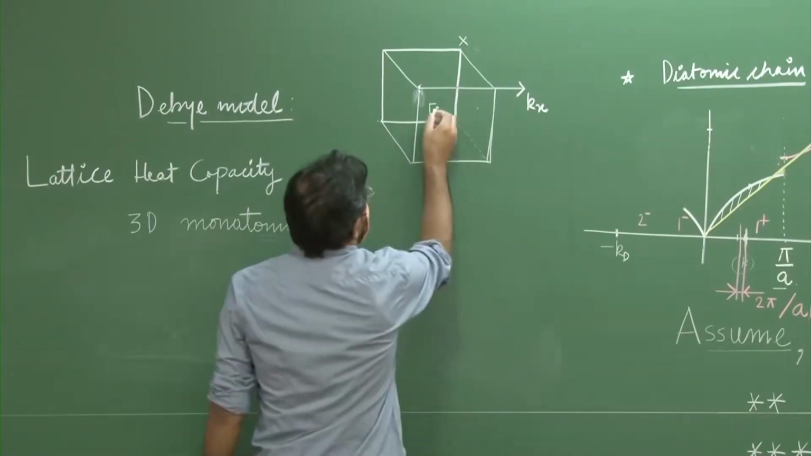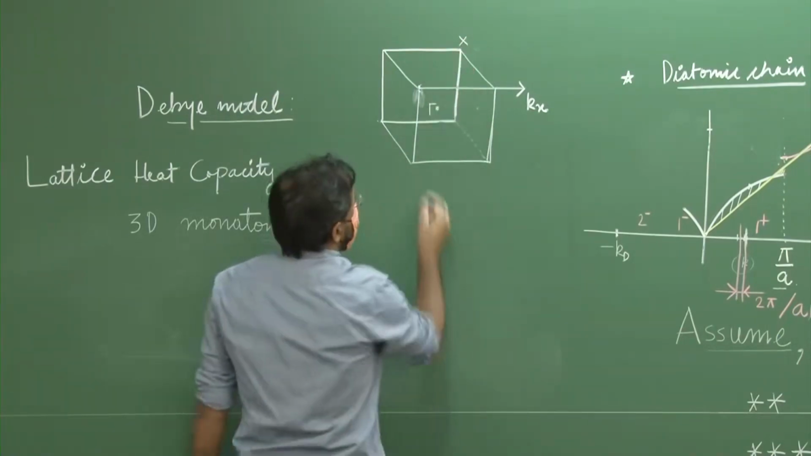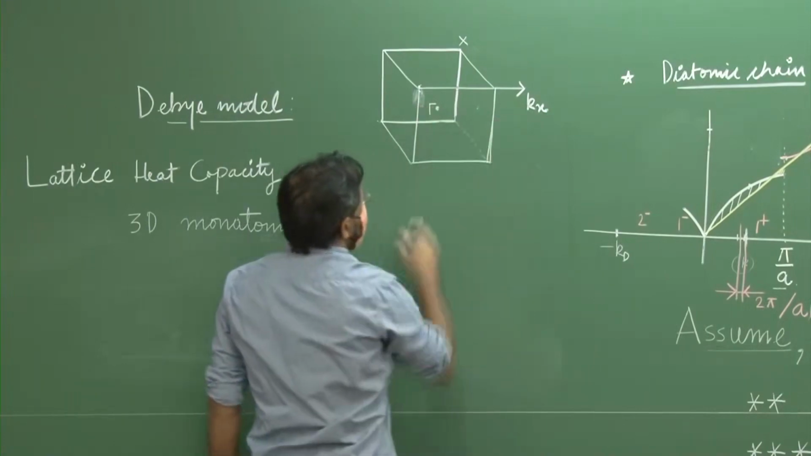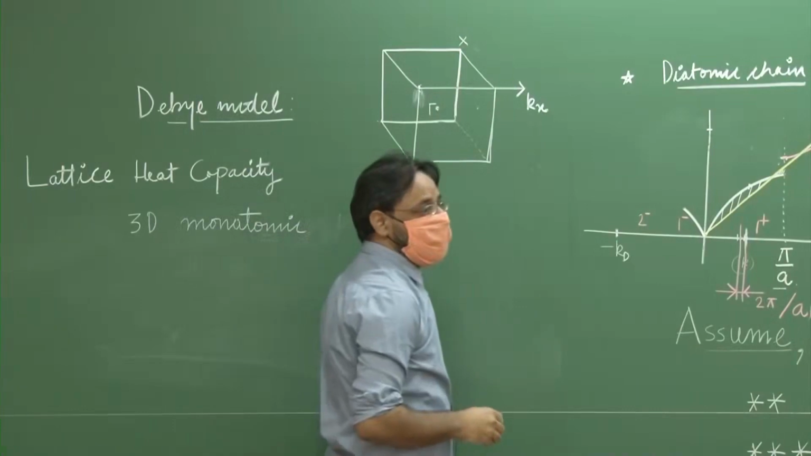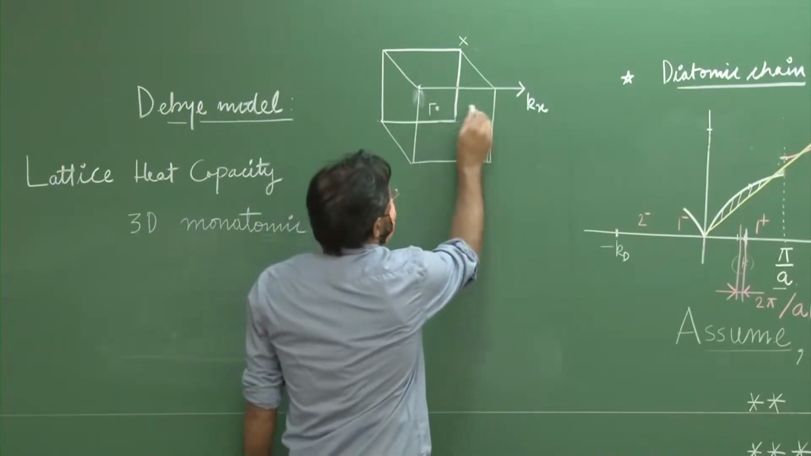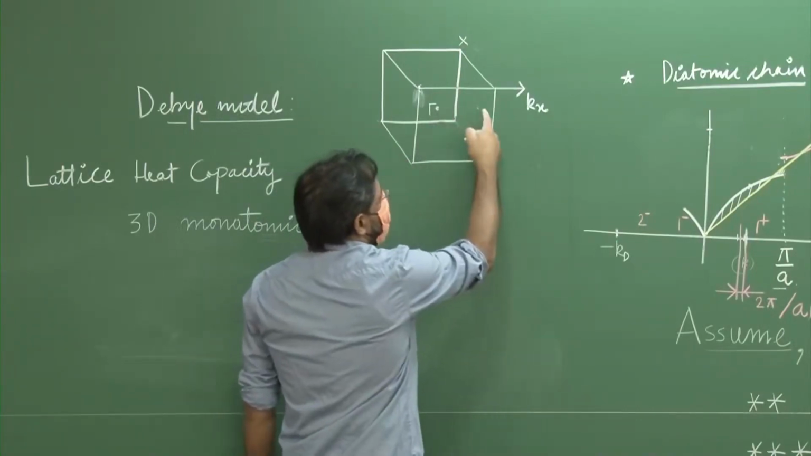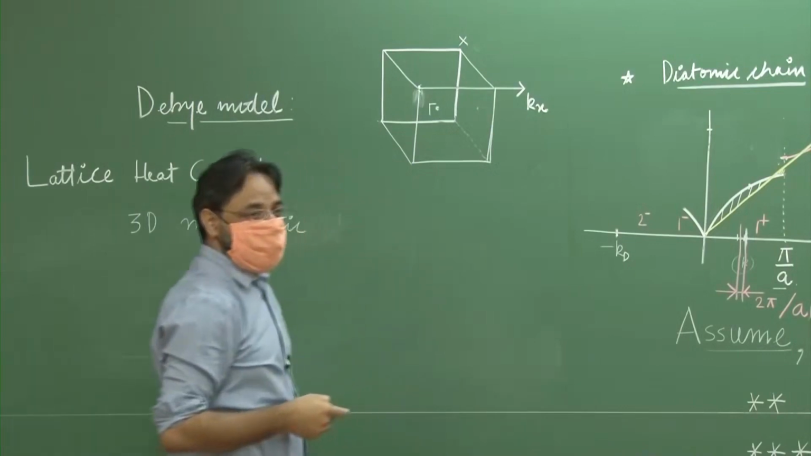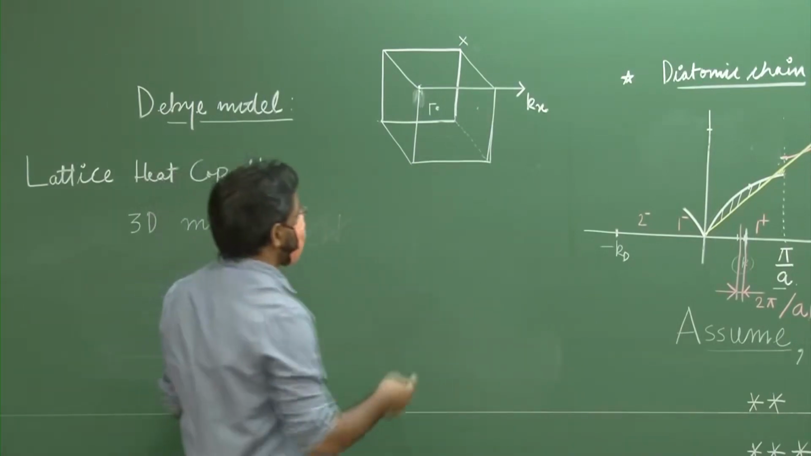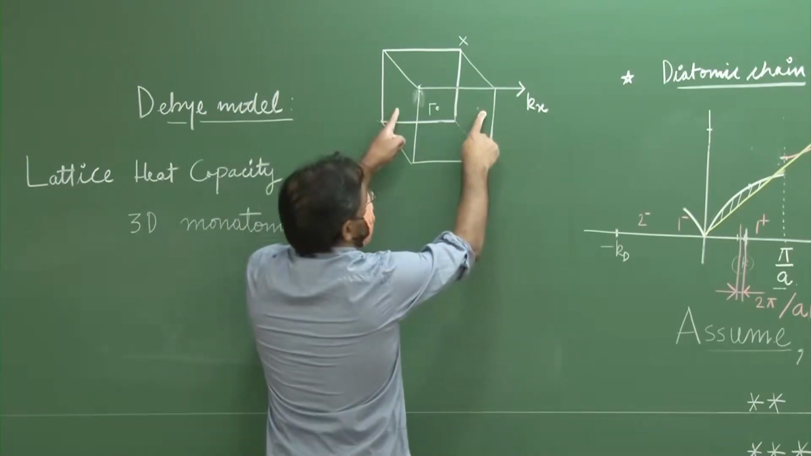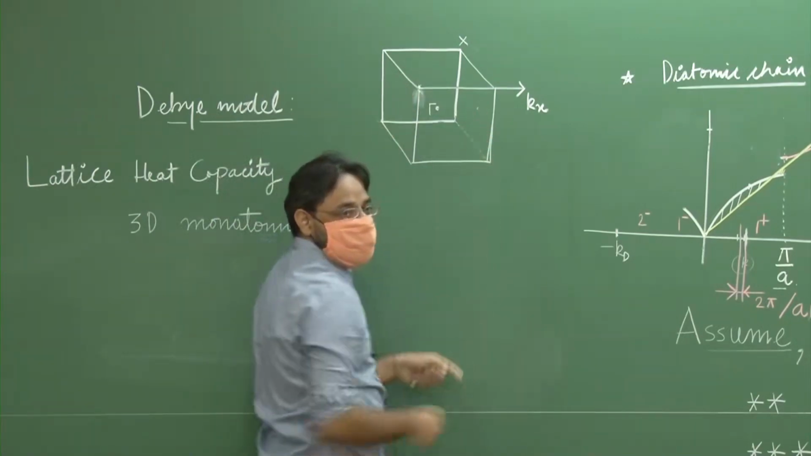So you can go along the body diagonal of the primitive unit cell, you can go along the face diagonal of the unit cell, or you can go along some arbitrary direction. Now, if you choose to go in this direction, you will reach the Brillouin zone shortest, and that distance is just pi by a, right? Because it extends from pi by a to minus pi by a in all three directions, right?